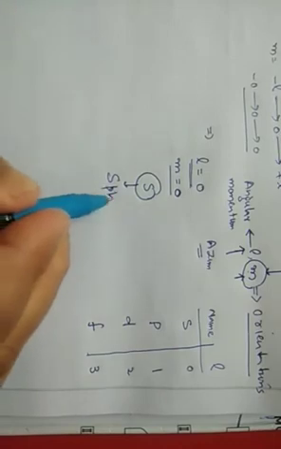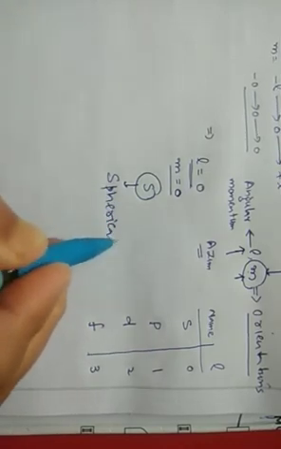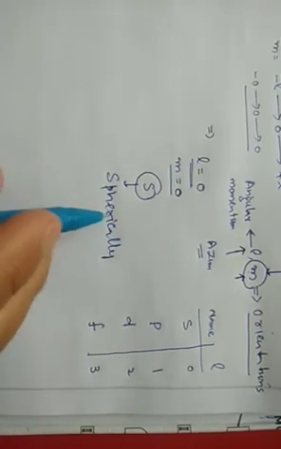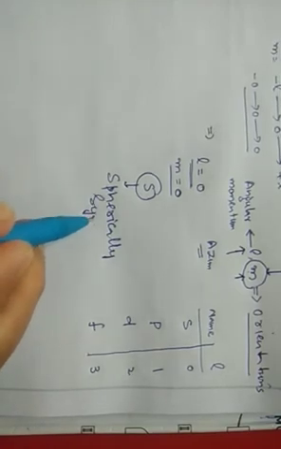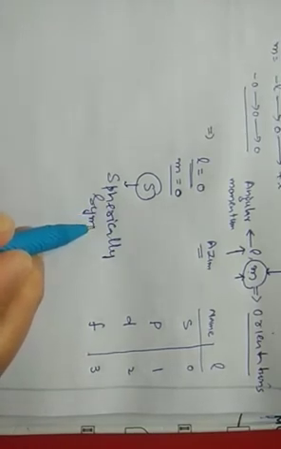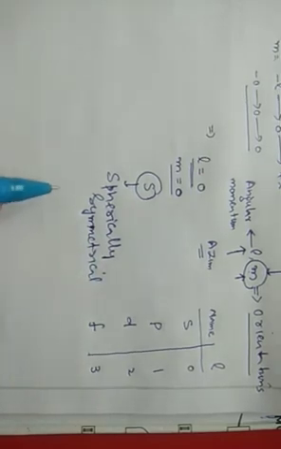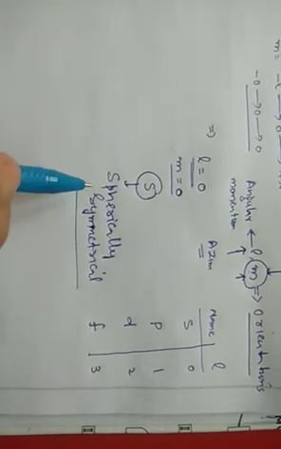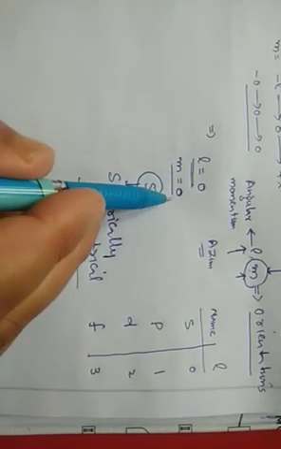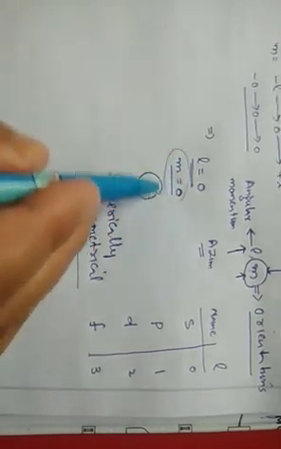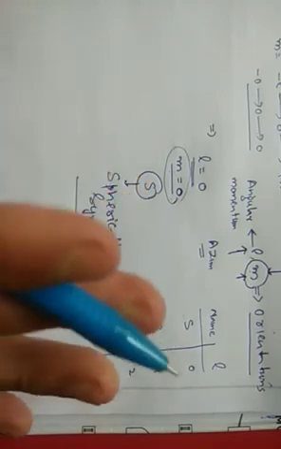It is spherically symmetrical. Now, so turns out that S is spherically symmetrical because it has a single M value, that is 0. So it has single orientation in the space.